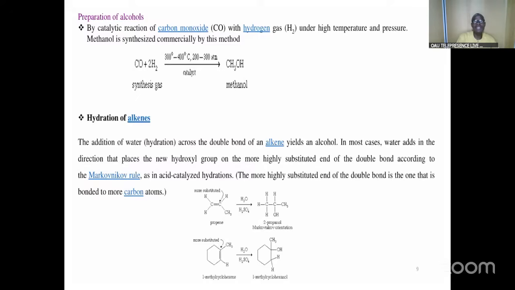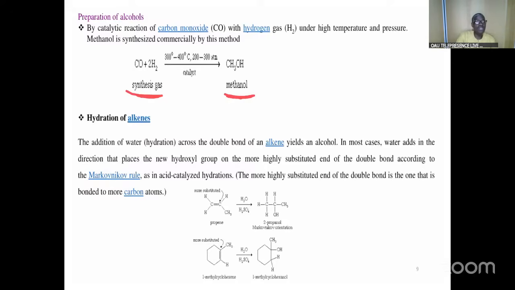If you carry out this reaction, that is a catalytic reaction of carbon monoxide with hydrogen gas under high temperature and pressure, that is a temperature of about 300 to 400 degrees Celsius, under 200 to 300 atmospheric pressure, and a catalyst. You can see 1 mole of carbon monoxide plus 2 moles of hydrogen gas, which we call synthesis gas, with the catalyst and that condition, methanol is formed. This is a simple way of preparing methanol. This is for methanol preparation.